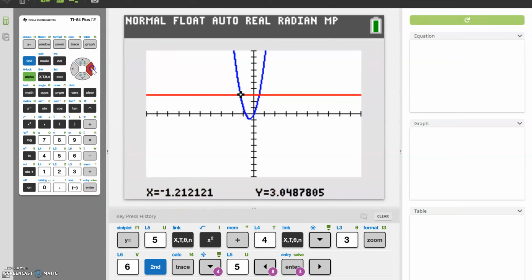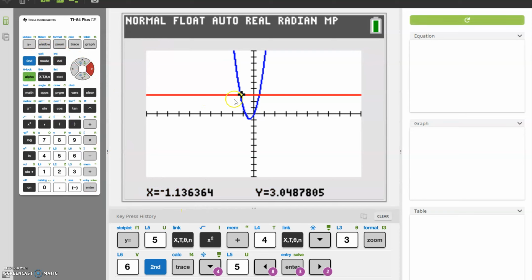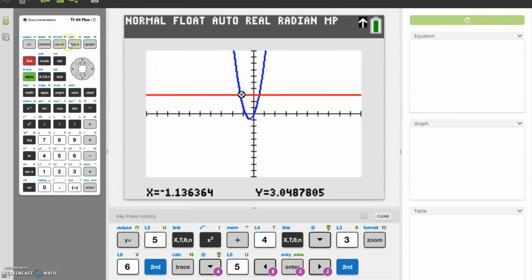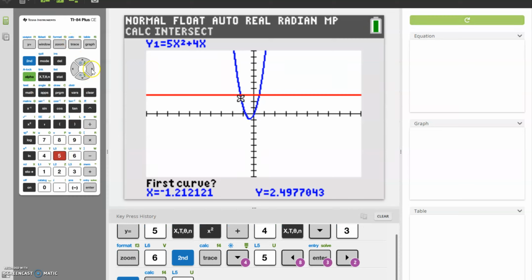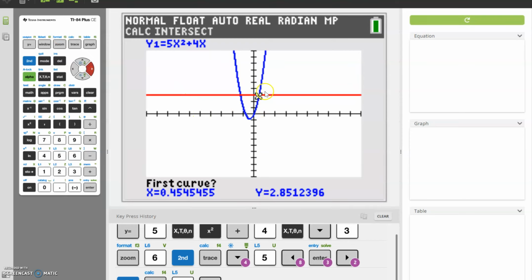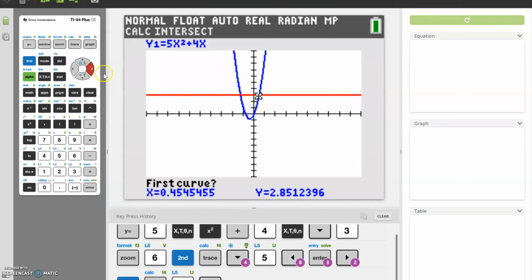Now we'll uncover the other intersection point, and we have to start this process all over again. So we're going to do second, trace, and select option 5 for intersect. I'm on the first curve, in other words the blue line, and I'm going to get close to that intersection point. Again, you don't have to be right on it like I am here. You could be further back. That's fine. We'll hit enter, and it automatically moves us to the second curve. I'm pretty close to the intersection as is. I'm okay with that. It looks good. I'm going to press enter.